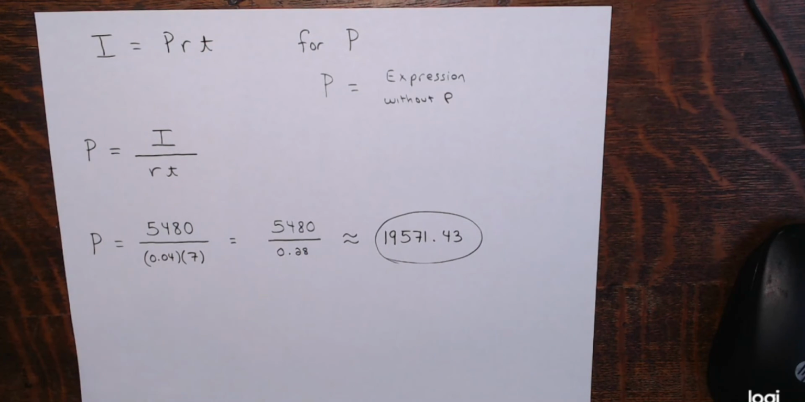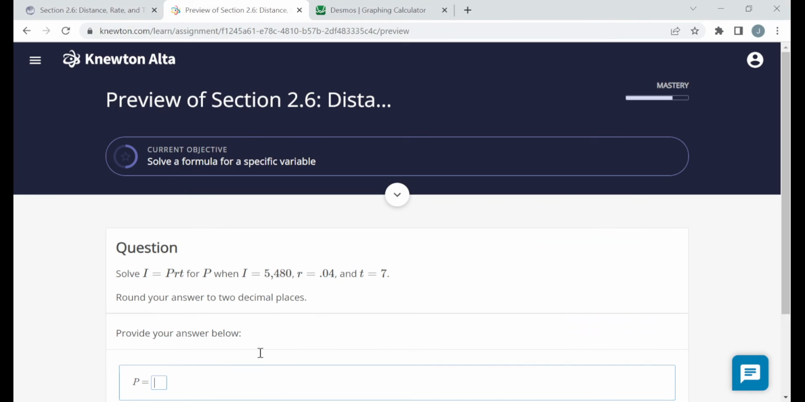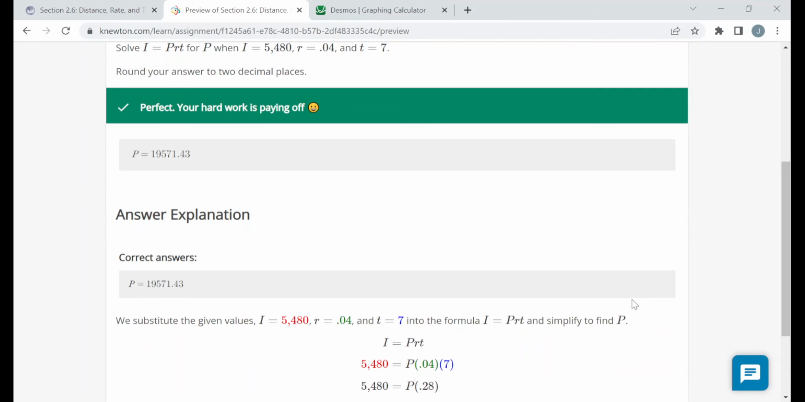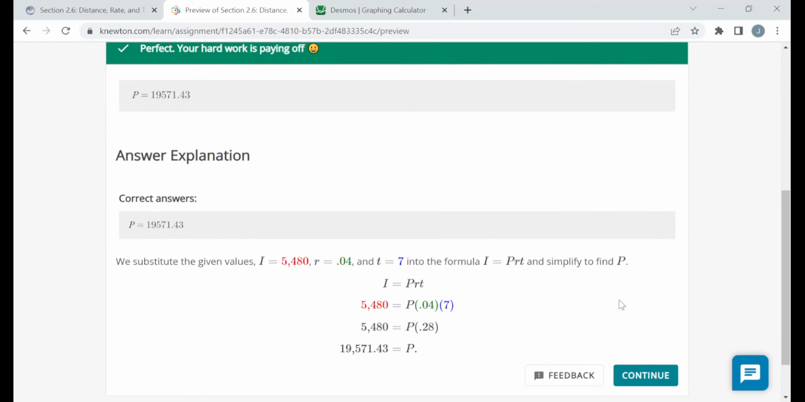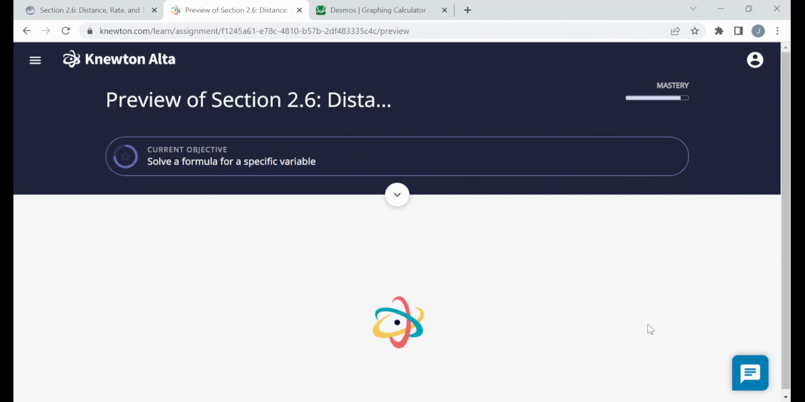Okay, great. Back to the assignment. 19,571.43. Wonderful. Okay, now they put it into the formula initially and then divide, but still, whatever r times t is, that was that 0.28, you divide by that, right? Which is what I did with all the letters. Okay, and we should have just one more of these based on my progress.